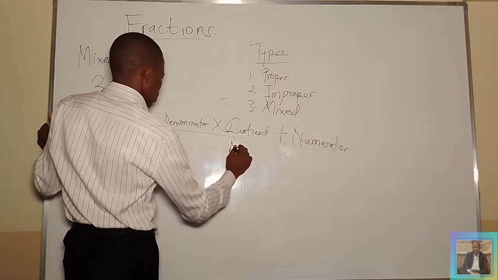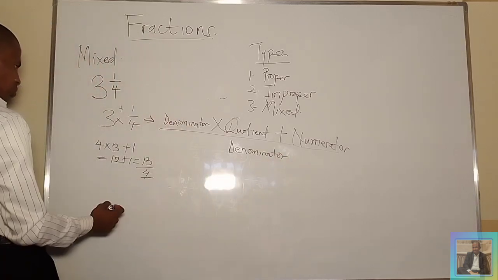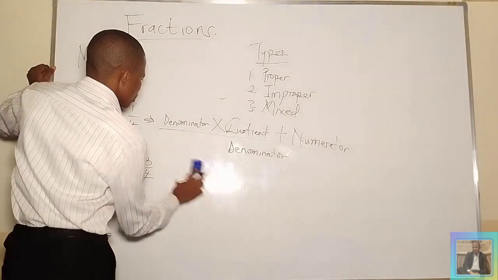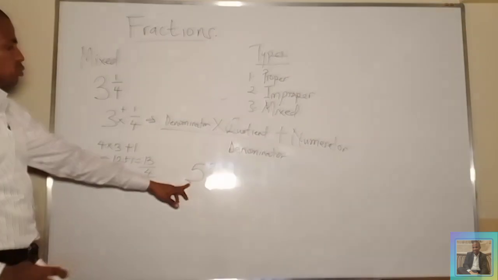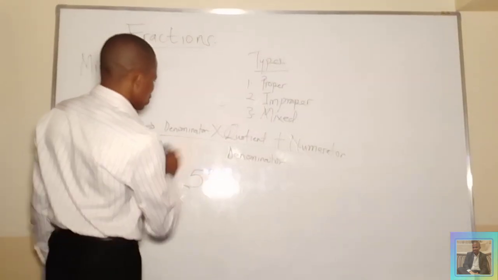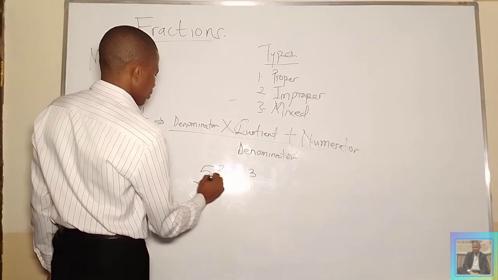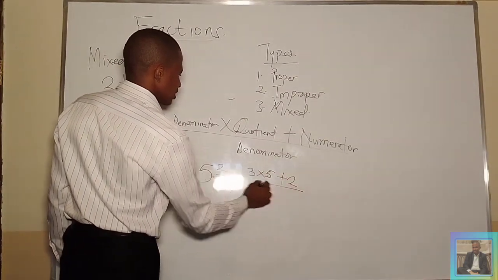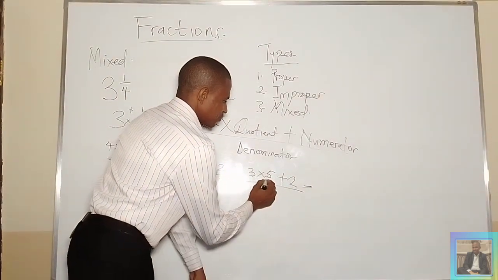That's how to convert. We can also use this formula and say 5 2 over 3. 5 whole number, then 2/3. What is the denominator here? 3 multiplied by 5 plus the numerator 2 and then over the denominator 3. What do we have? 3 times 5, 15 plus 2, 17 over 3.